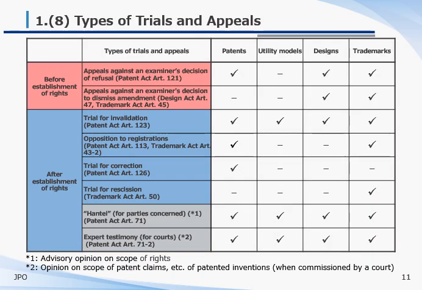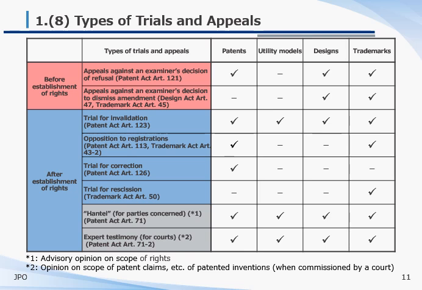This table explains types of trial and appeal systems. The first column from the left classifies our trial and appeal systems into 2 categories: before or after a right is established. The second column from the left lists trial and appeal systems. If you look at the other columns, you will see check marks. They show which system is applied to which types of intellectual properties.